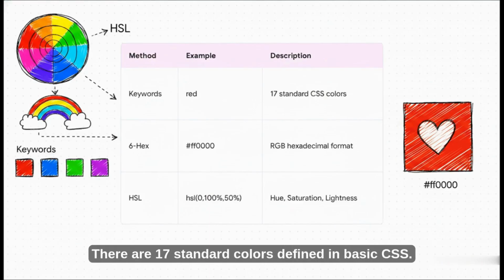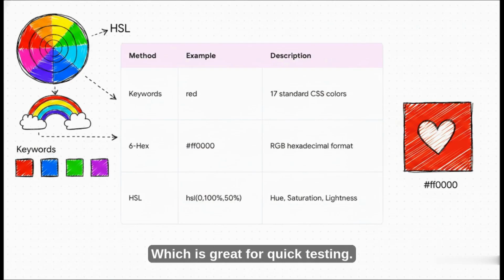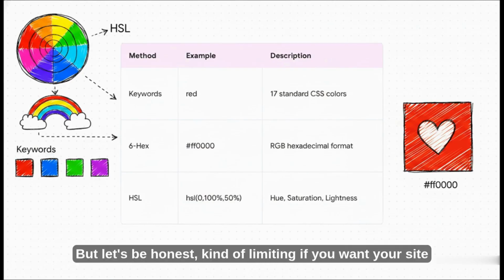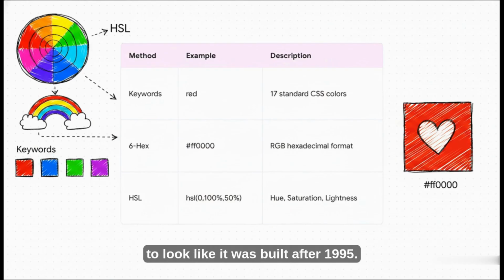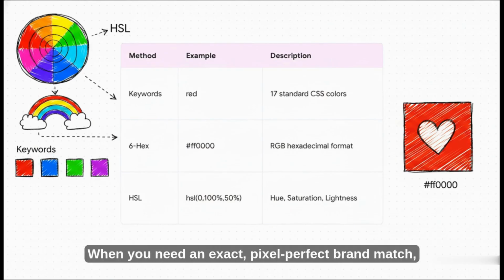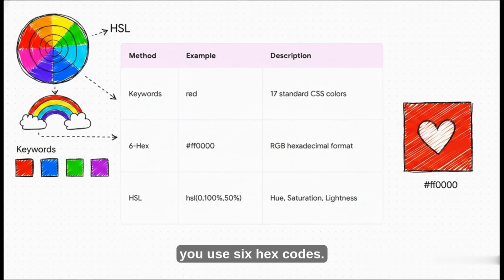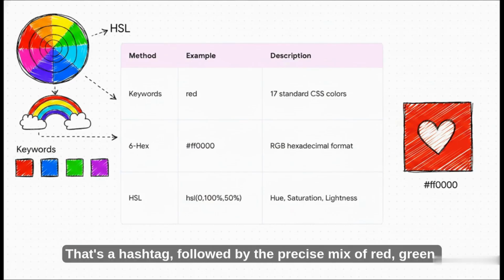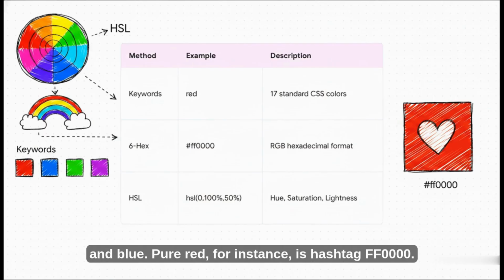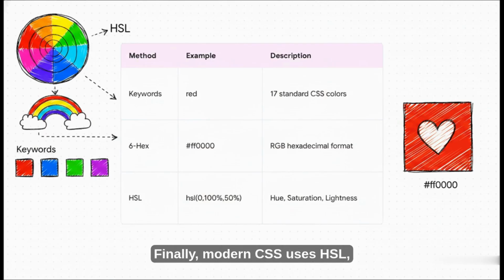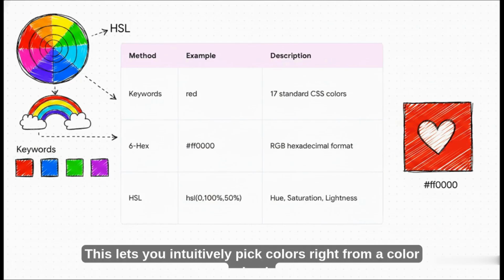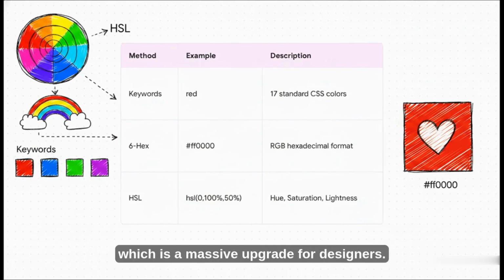There are 17 standard colors defined in basic CSS, which is great for quick testing, but let's be honest, kind of limiting if you want your site to look like it was built after 1995. When you need an exact, pixel-perfect brand match, you use 6 hex codes. That's a hashtag followed by the precise mix of red, green, and blue. Pure red, for instance, is hashtag FF0000. Finally, modern CSS uses HSL: hue, saturation, and lightness. This lets you intuitively pick colors right from a color wheel, which is a massive upgrade for designers.